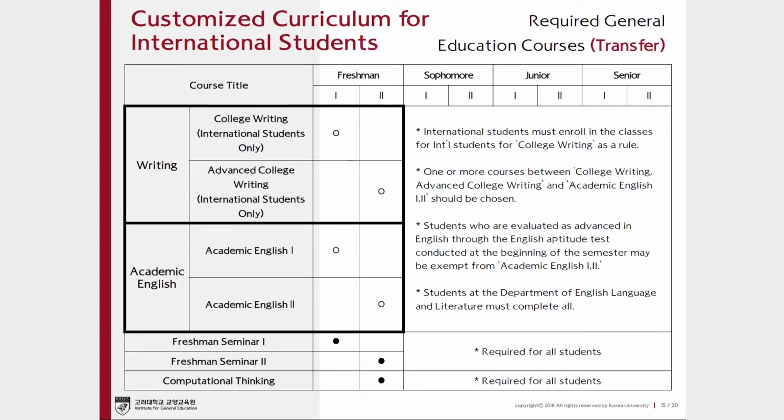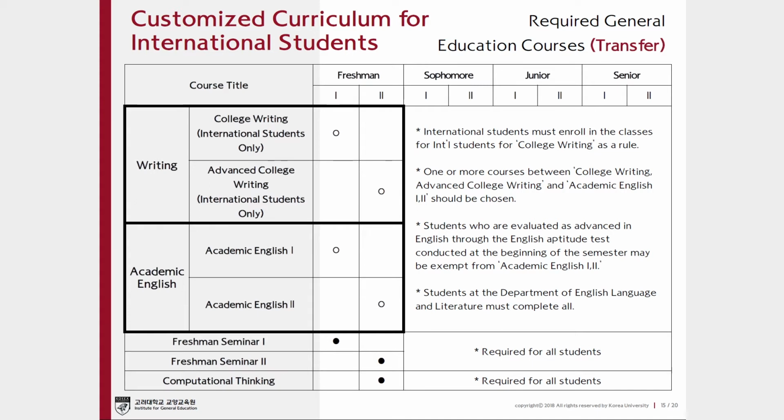Next is curriculum for the transfer students. One or more courses between writing and academic English should be chosen. It means that students must complete either both college writing and advanced college writing, or both academic English 1 and academic English 2. For example, combining college writing and academic English 1 will not be considered as meeting graduation requirements.